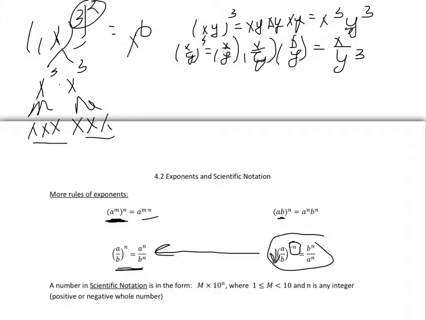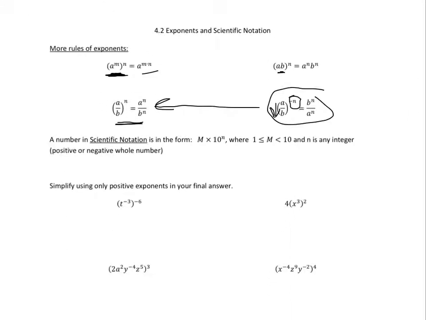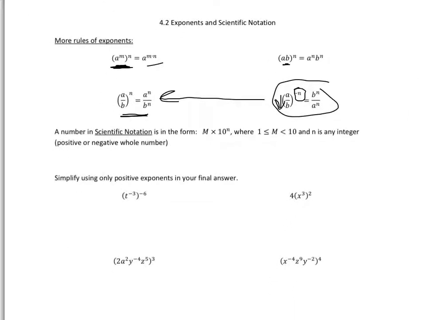So a couple more exponent rules that we're going to deal with. Now, the other thing that we're going to talk about here is scientific notation. Now, a number in scientific notation is of this form right here, m times 10 to the power of n, where m, this number here, is between 1 and 10, and this n is an integer, which is a whole number, positive or negative. So we can write numbers like 4.3 times 10 to the 17th power. You know, it's for writing really big numbers.